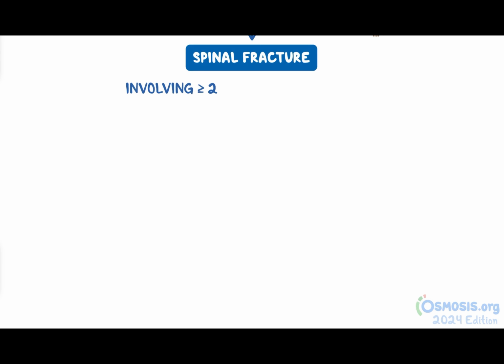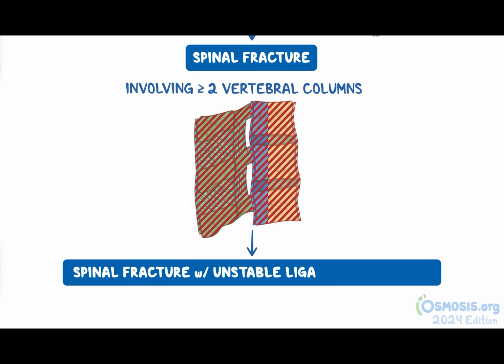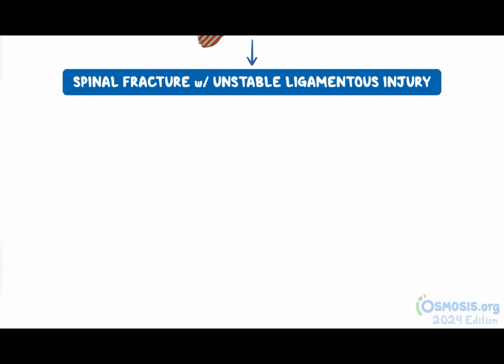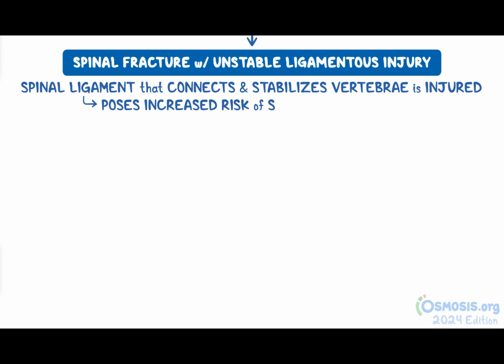All right, back to our CT findings. If there is a spinal fracture involving two or more vertebral columns, you are dealing with a spinal fracture with unstable ligamentous injury. This means that the spinal ligament that connects and stabilizes the vertebrae is injured in a way that poses an increased risk of spinal cord injury.